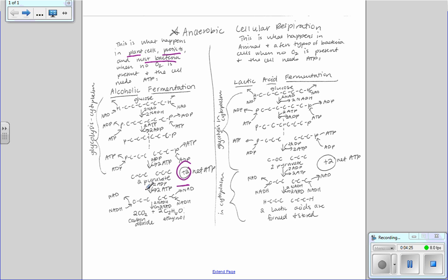So if no oxygen is available and glycolysis has occurred in plant cells or protists or most bacteria, then this last step is really the alcoholic fermentation part. These 2 NADHs that were made earlier, that would normally go to the electron transport chain, instead come back around and give their hydrogens back to the pyruvates.